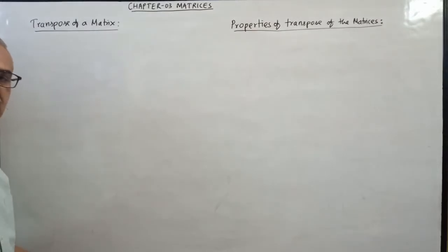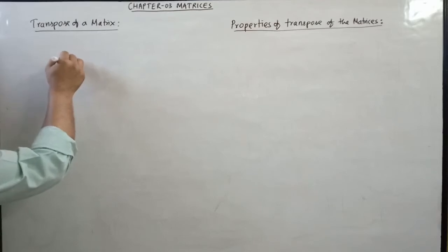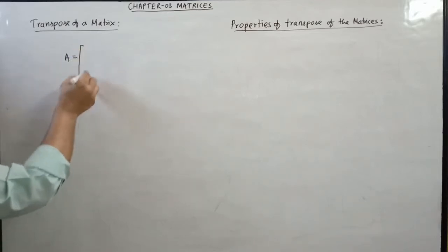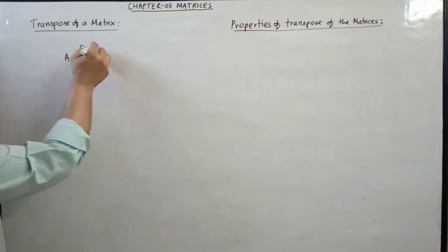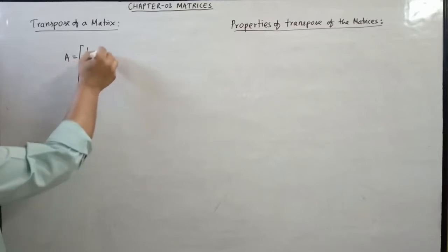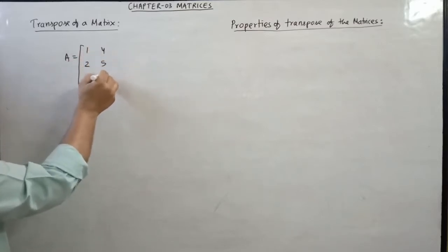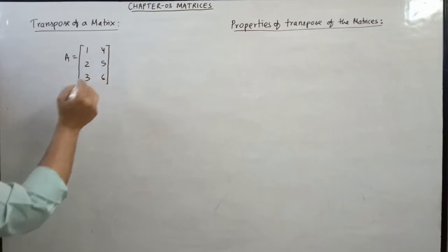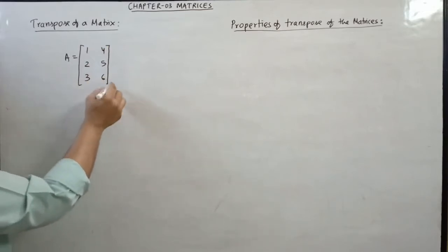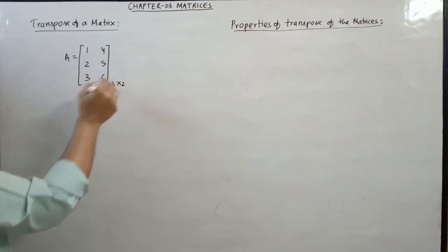Students, in this session we will study about the transpose of a matrix. Okay, so we know what the transpose of a matrix is. Let's take a matrix A: 1, 2, 3, 4, 5, 6. The order of this matrix is 3 by 2.